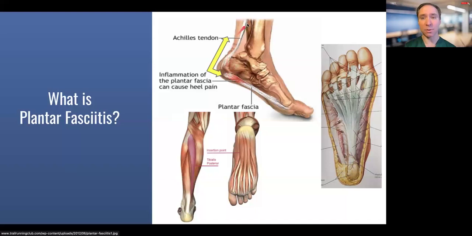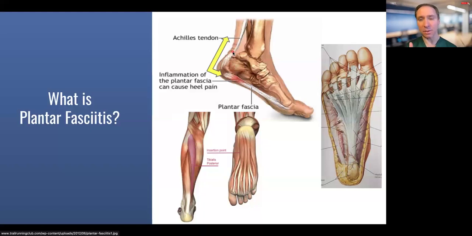The same thing goes with Achilles tendonitis. They're both kind of the same. If you're going to have heel pain, you're either going to have plantar fasciitis or Achilles tendonitis. That's the most common thing. Why? Because the Achilles tendon, once again, is white, doesn't have the best blood supply.